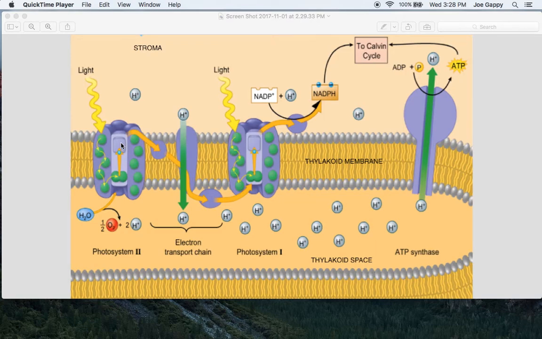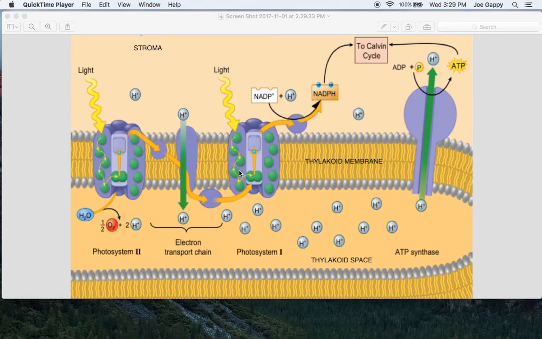The primary electron acceptor then passes on the electrons through a chain of reactions called the electron transport chain. This chain of reactions creates energy. The energy created from this chain supplies the energy to pump H pluses or hydrogen ions into the thylakoid space. Once again, we have a buildup of hydrogen ions inside of the thylakoid space.